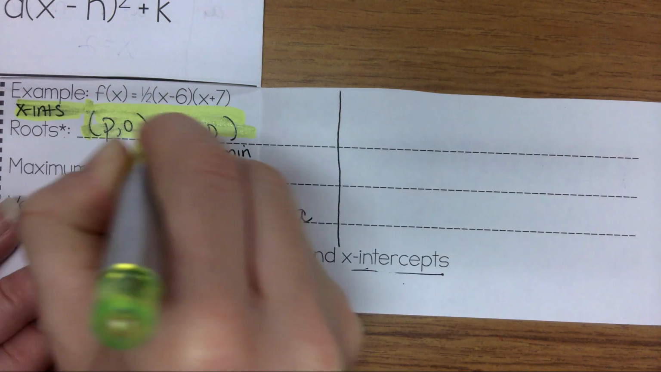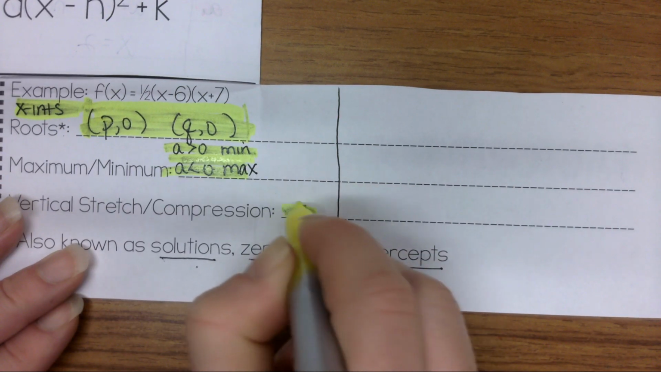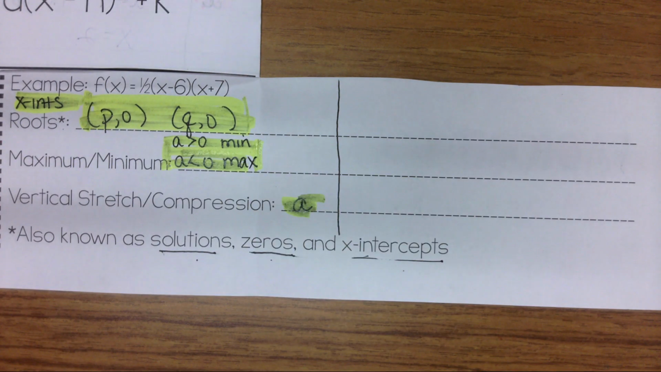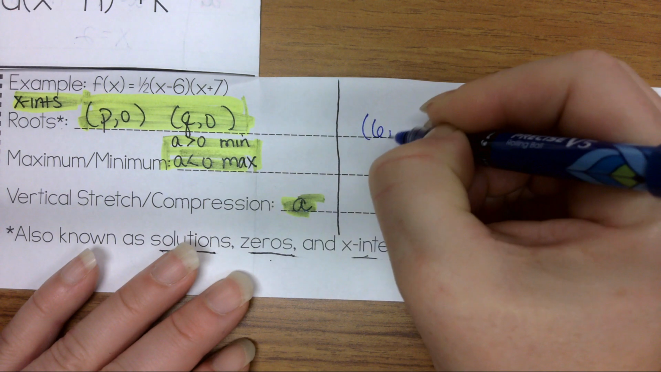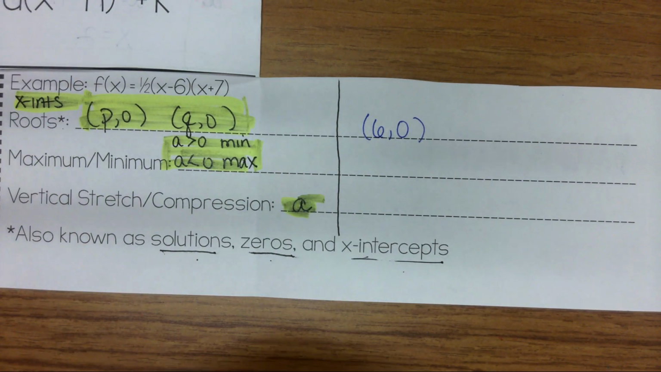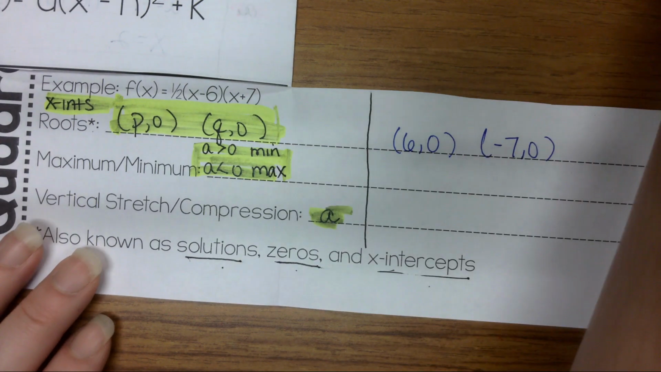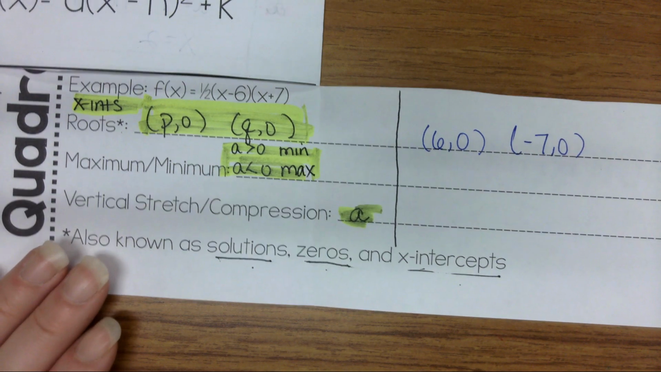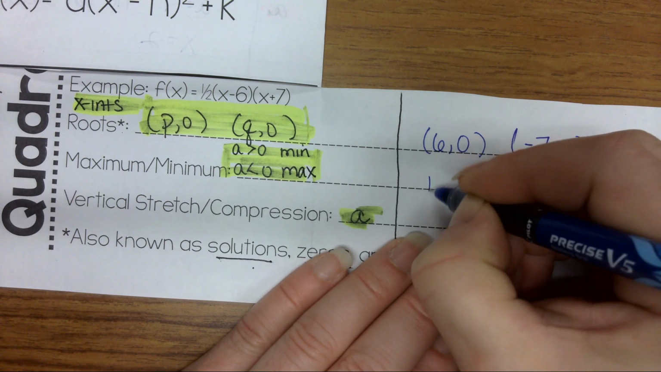Okay, so this is our general equation. In this case, what would be the x-intercepts? Give me one of them. Positive 6, 0. What's the other one? Negative 7, 0. What's A in this case? 0.5 or 1/2. That's positive. That means the parabola is going to have a minimum.